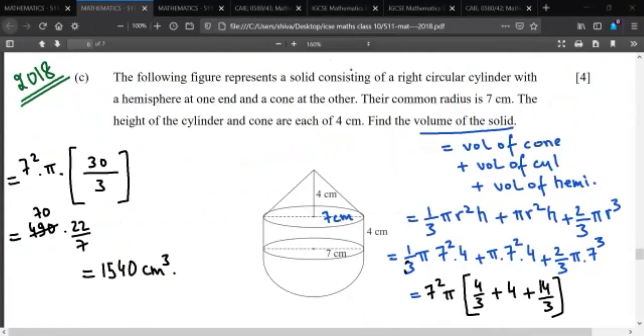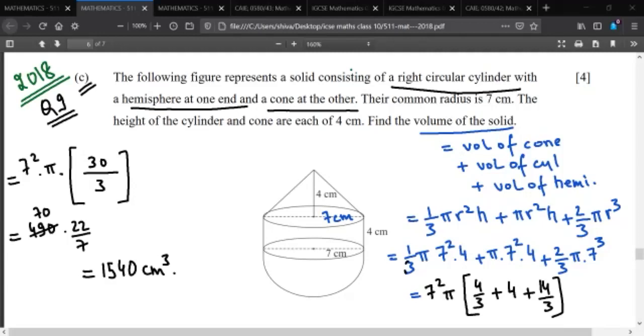Okay. Next question is, Mr. Rudra, 2018 C part. The following figure represents a solid consisting of a right circular cylinder with a hemisphere at one end, cone at the other. Their common radius is 7. Again, I have spent some time to understand the figure. The common radius is 7 centimeter.